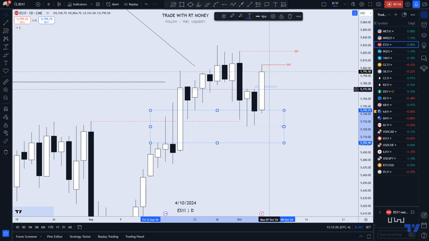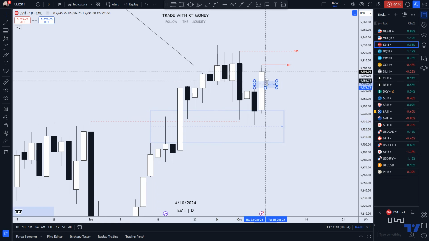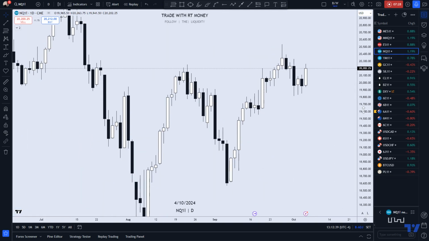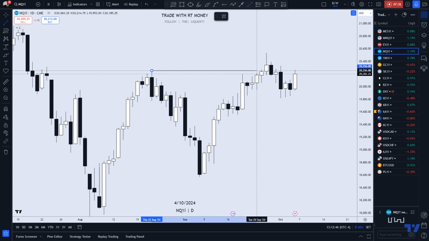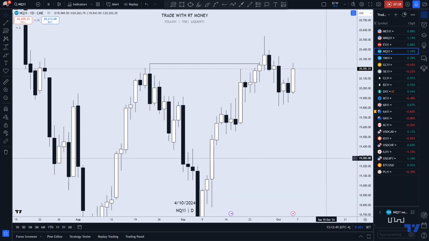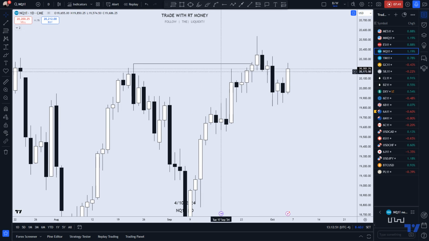I'll be looking for price to form a bullish fair value gap, and if it does, this will be a great place for price to launch to go higher. If we look at NQ, it's basically the same thing. We have very similar price action. If we look at the breakout here, boom, we see that price did give us a close, not the strongest close in the world, but it is a close.